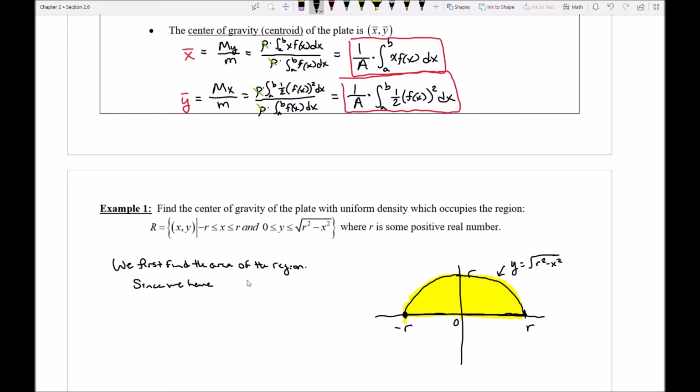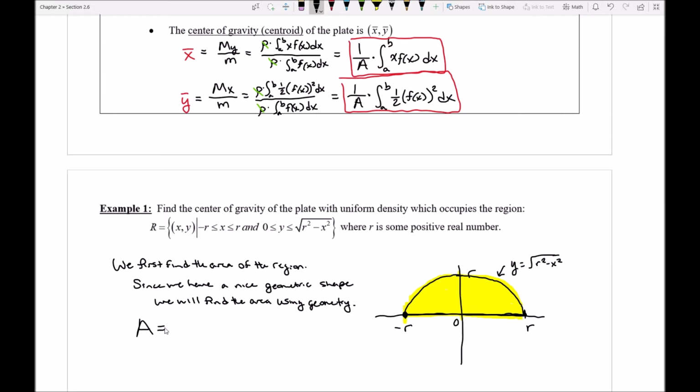Since we have a nice geometric shape, we will find the area using geometry. Okay, so let's see.